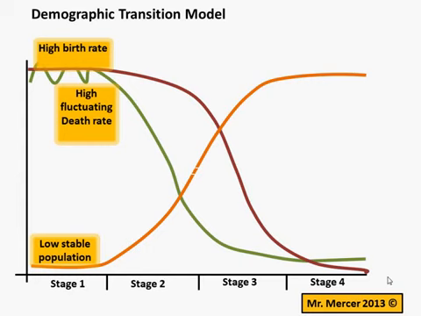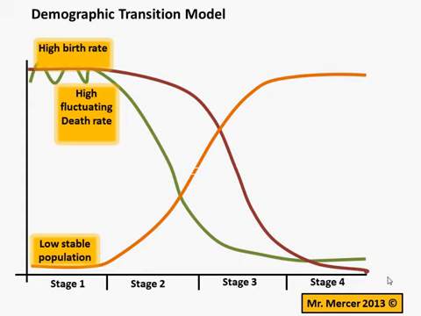The high birth rate is due to a complete lack of contraception and family planning. Also in stage 1, children would have been expected to work the land or to care for the elderly. Also, there's a very high infant mortality rate, meaning that there has to be a high birth rate to replace children who have died. So that's several reasons why there's a high birth rate.